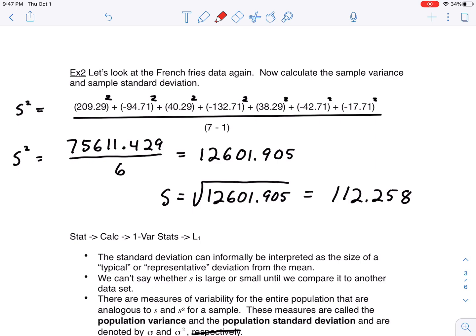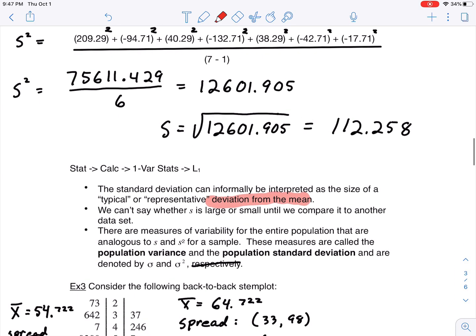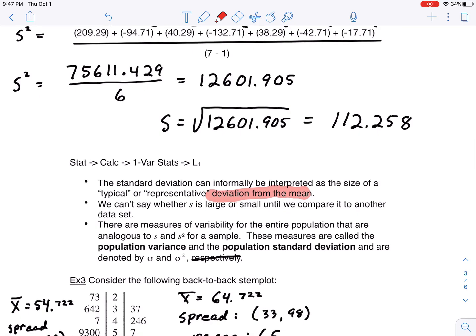Here's the definition of standard deviation: the size of the typical deviation from the mean. What I usually say is the average deviation from the mean. Average deviation from the mean is a decent definition of what a standard deviation is. If you're measuring the entire population, we'll use this sigma. We'll use the Greek letter if we're using the entire population. We will almost all the time be using samples, and we'll use just an S.